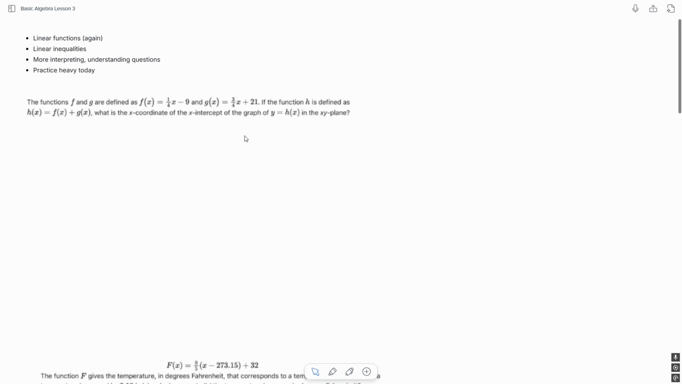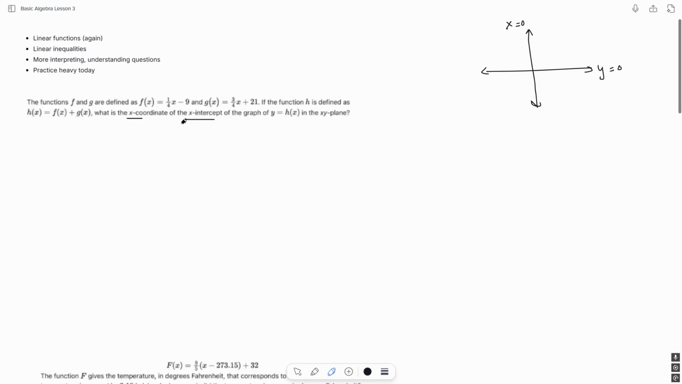Anyways, we'll start. So we have the functions f and g defined as f of x equals 1/4 x minus 9 and g of x equals 3/4 x plus 21. And then they want h of x and the x-coordinate of the x-intercept. If I didn't cover this last time, or if you don't know, the x-intercept is where it crosses the x-axis, right? Which is at y equals 0. And for the y-intercept, it's x equals 0 because it's anywhere on this x equals 0 line, right?